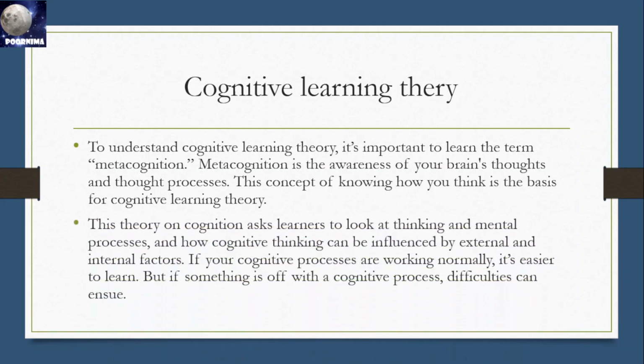This theory on cognition asks learners to look at their thinking and mental processes and how cognitive thinking can be influenced by external and internal factors. If your cognitive processes are working normally, it's easier to learn. But if something is off with the cognitive process, difficulties can ensue.